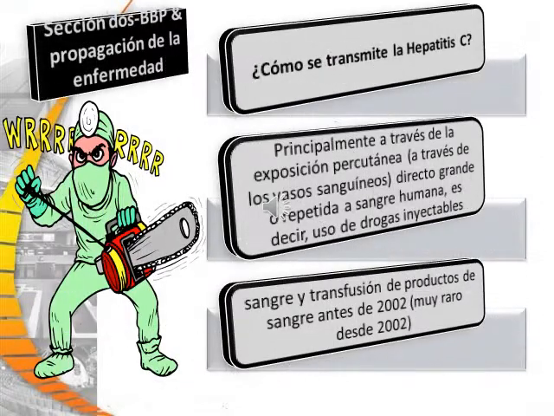How is hepatitis C spread? Primarily through large or repeated direct percutaneous exposures to human blood, such as injecting drug use, and blood or blood product transfusions.